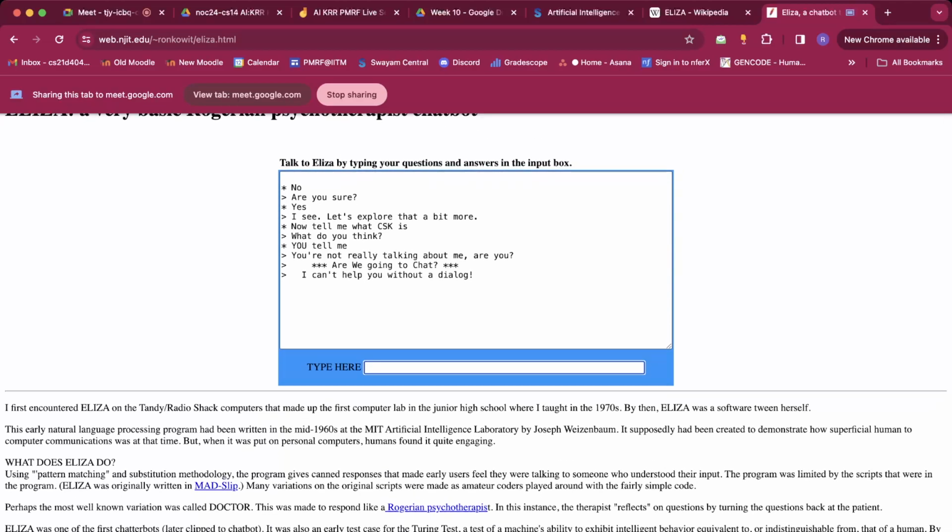I had asked this chatbot, let me ask it again: do you think CSK, which you might know is a cricket team from the IPL, will win today? You see how it kind of deflected, because ELISA is not aware of what CSK is. CSK didn't even exist when this program was created, right? So it tried to deflect the answer. "We were discussing you, not me." It gave some random reply.